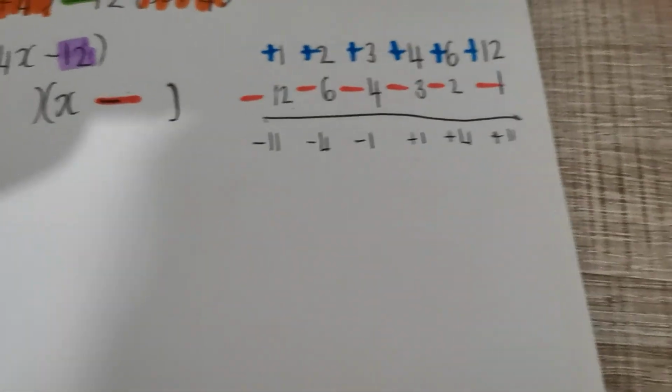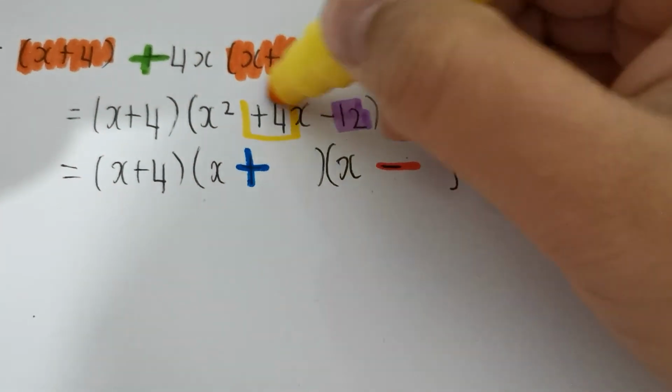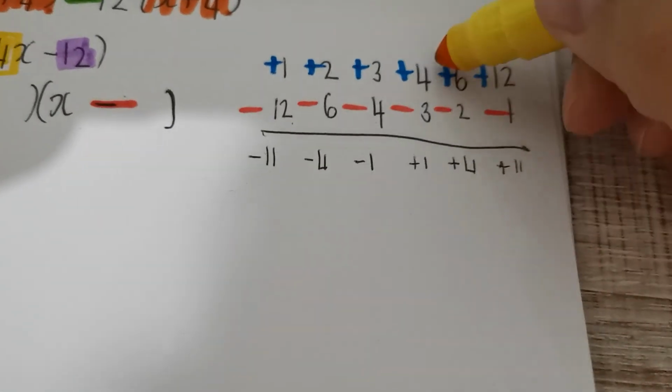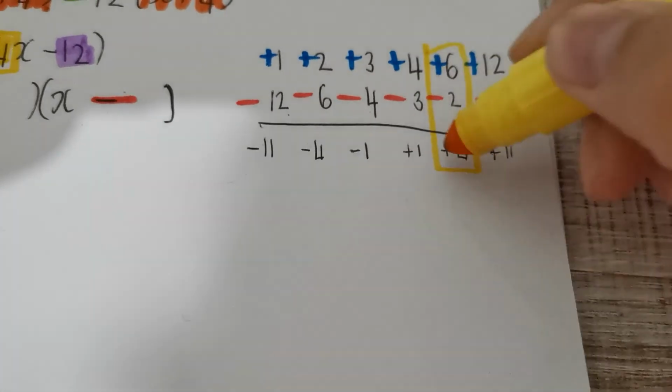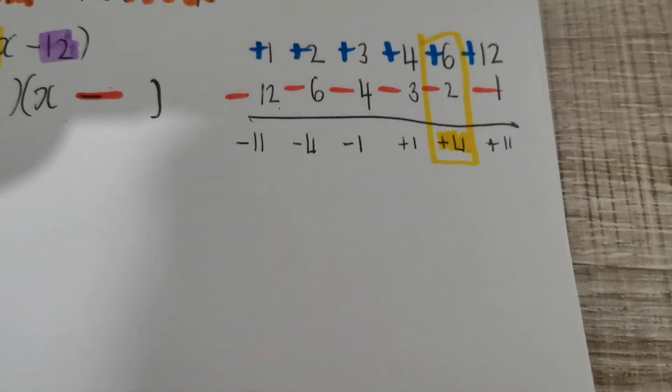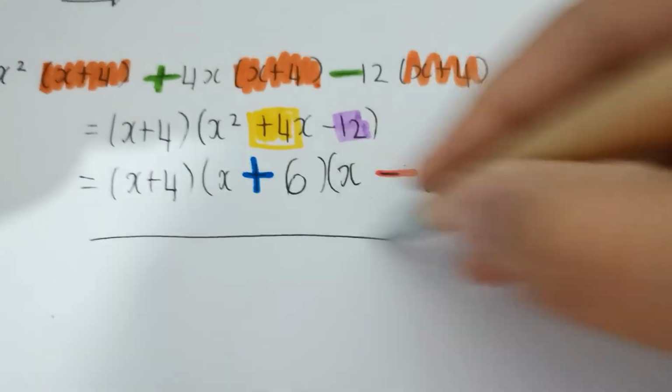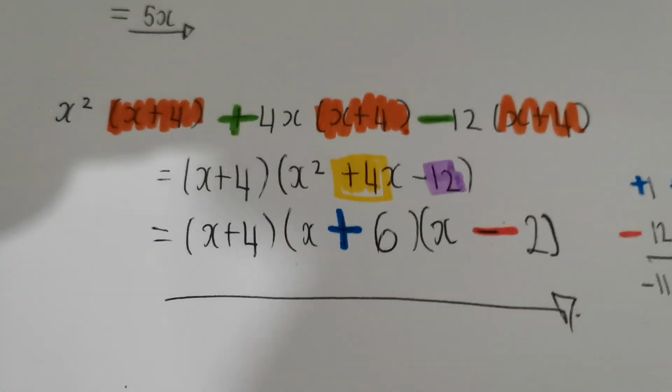What am I looking for? I am looking for positive 4. So let's go over here. There it is. Right. In front of the blue, 6. In front of the pink, 2. I am done. And there we go.